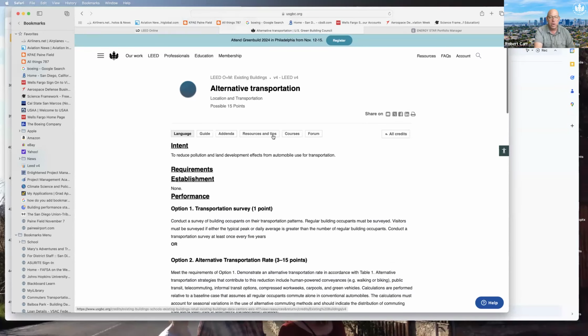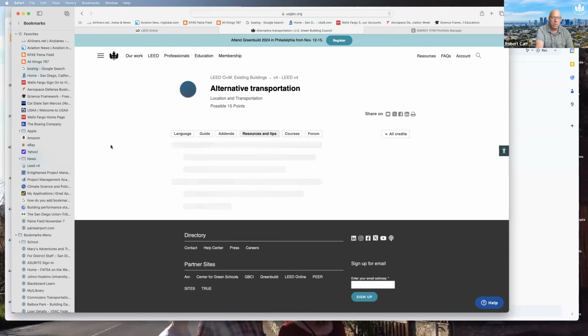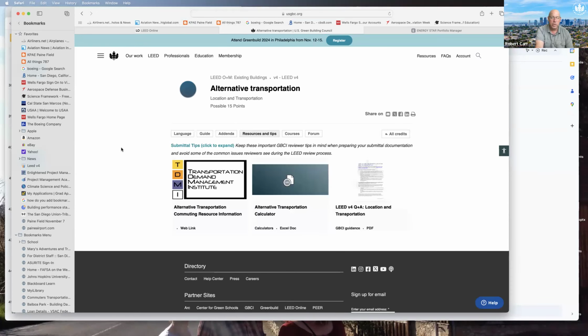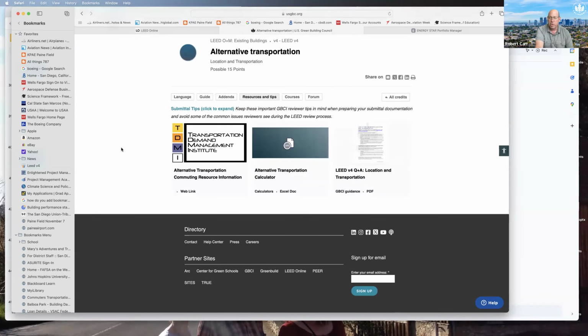Also notice that if you go to resources, almost every credit has resources and tips. A lot of times I'll be talking about calculators, where you calculate the performance you're going to have. Again, these are free. Whenever you see an alternative transportation calculator, go ahead and download that. They're just Excel documents, and you can see how you're documenting your performance. In this particular case, it's the alternative transportation calculator. So all this is free, and any kind of resource you can get, I would download and use.